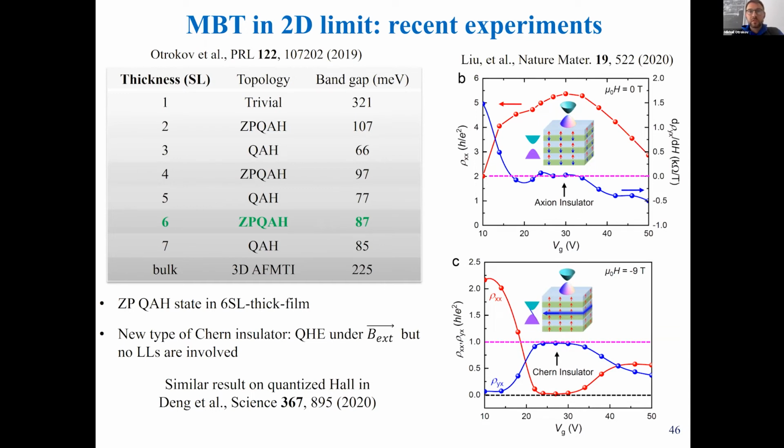I'm referring in particular to the recent preprint by Lawrence Molenkamp's group. But anyway, this is the realization of the zero plateau quantum anomalous Hall state. And also, if you apply an external magnetic field, in this case of about 9 Tesla, you achieve full ferromagnetic polarization, which results in the onset of the Chern insulator state with the quantized Hall resistivity of h over e squared.